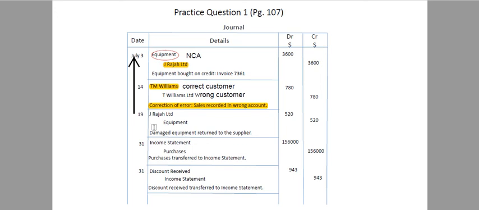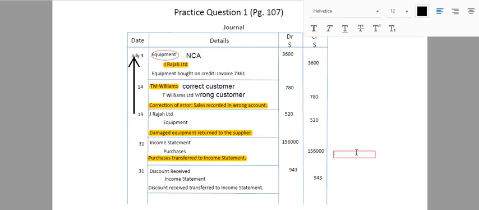The next two entries, we will not spend a lot of time explaining them, because they will come again once we do the income statement. We haven't done it yet, but for now, both of these transactions are on the 31st. It's just the purchases account being transferred to the income statement. What we are doing is transferring the purchases from the purchases account to the income statement, and on the side we will make a notation: purchases account closed to income statement.